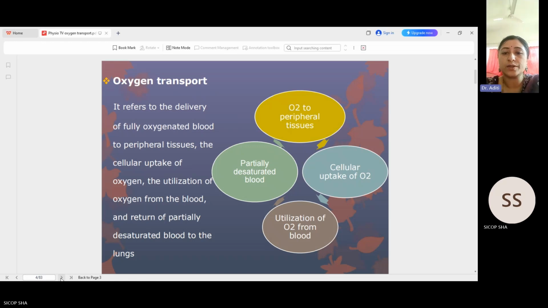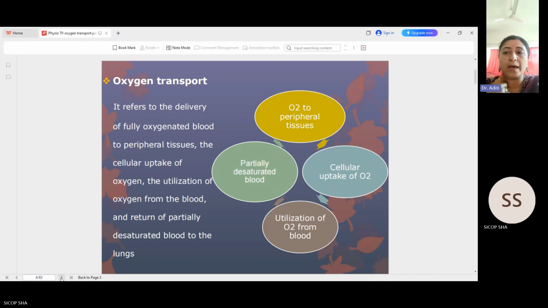Next slide. So oxygen transport refers to the delivery of fully oxygenated blood to the peripheral tissues, the cellular uptake of the oxygen, utilization of oxygen from the blood, and also return of partially desaturated blood to the lungs. So right from entry to exit, all these steps come under oxygen transport.